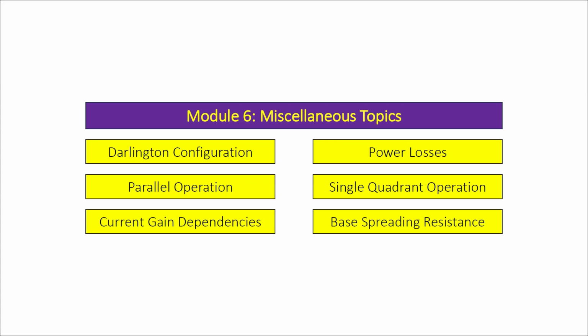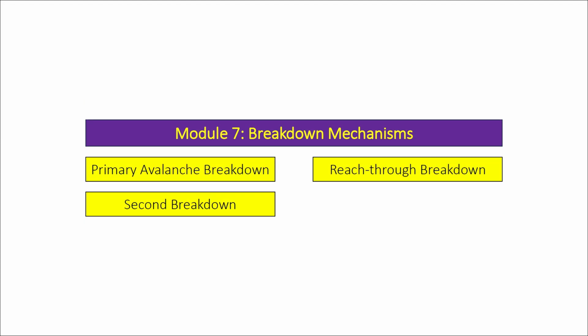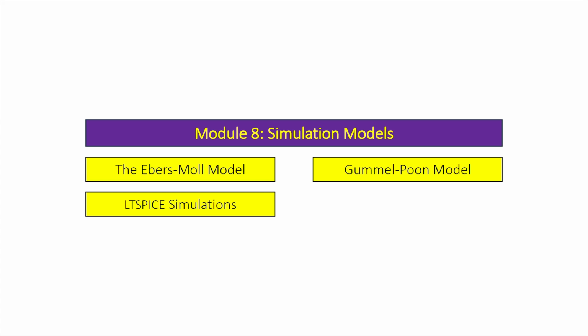Module 6, Miscellaneous Topics. Here, we will explore various concepts related to transistor operation, such as paralleling operation, unipolar operation, base spreading resistance, Darlington configurations, and power loss calculations. Module 7, Breakdown Mechanisms. This module covers various breakdown mechanisms that can occur in transistors during operation, including the second breakdown in power transistors. Module 8, Simulation Models. Here, we discuss the popularly available simulation models that help users simulate the characteristics and performance of transistors in different applications.